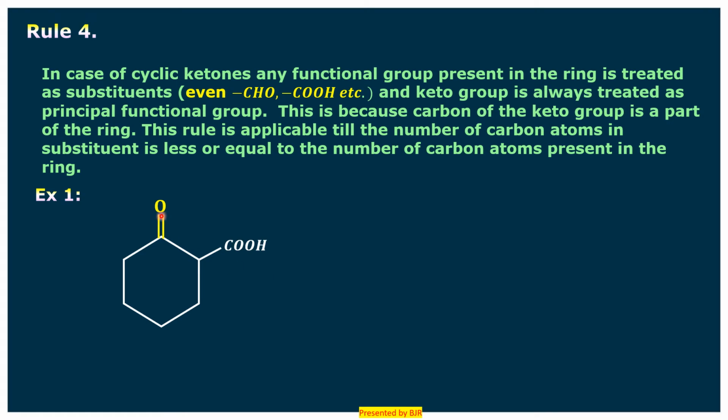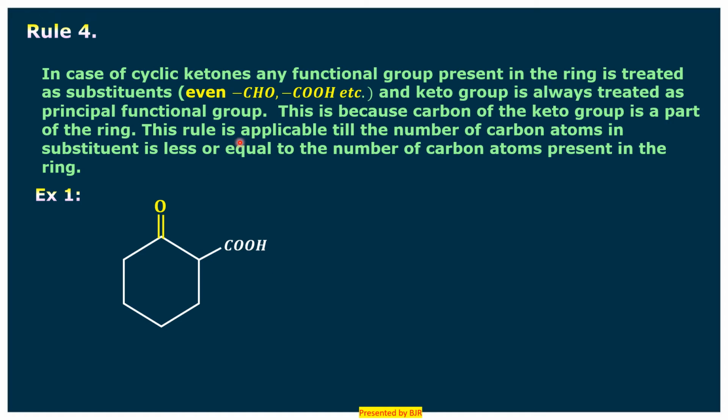Actually, between these two functional groups, according to the seniority table, the COOH functional group has the highest precedence over the C double bond O functional group. But here the ketone group is part of the ring. For that reason, it should be treated as the principal functional group, and the remaining functional groups, even CHO and COOH, are treated as substituents.